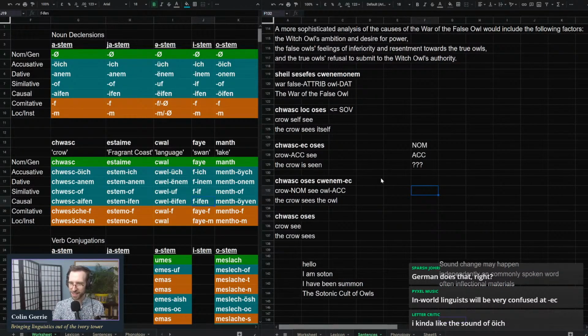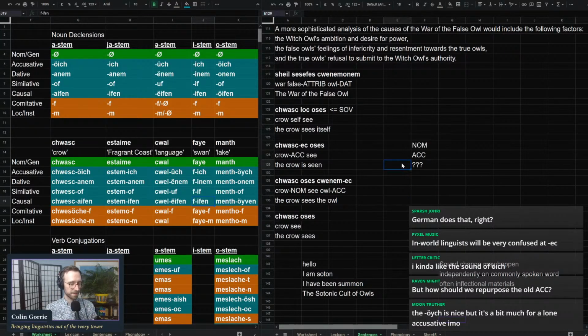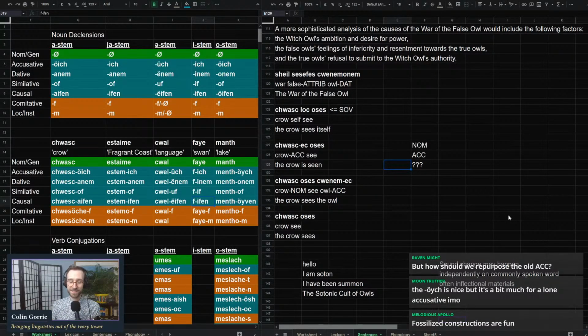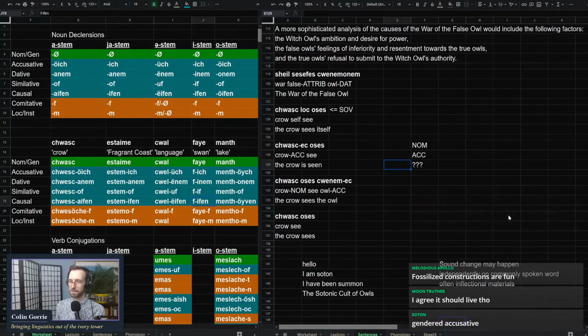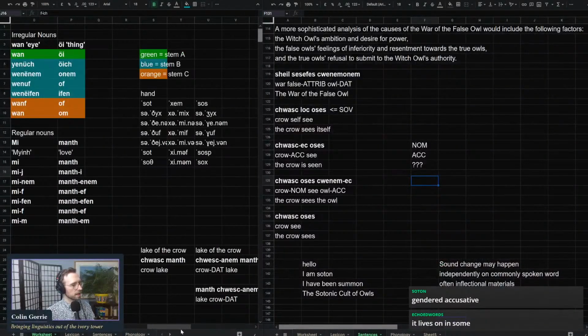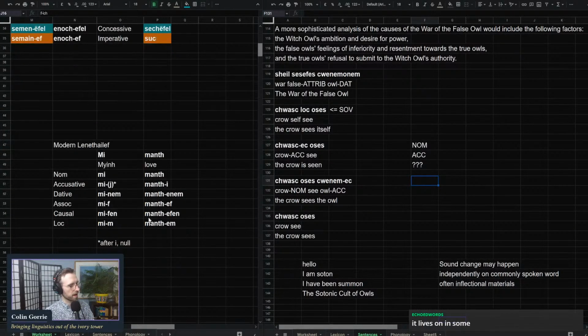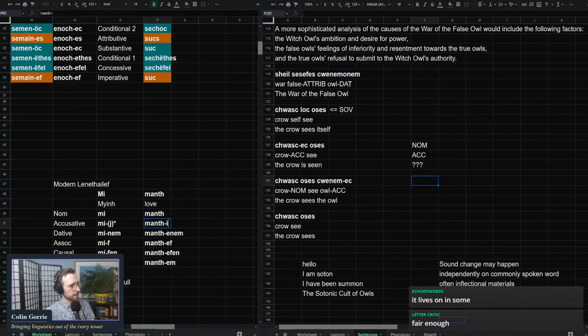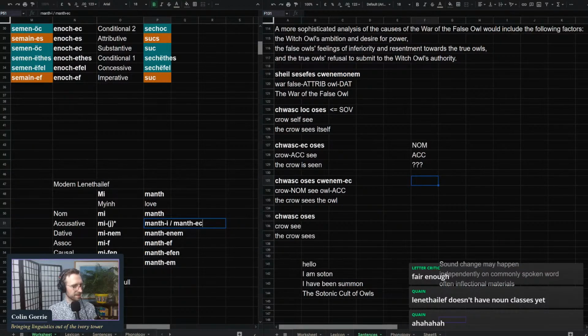All right, we have Team euch here. Okay. The problem is euch, yeah, Moon Truthers said it right. Euch is nice, but does it really need to be at the end of every transitive sentence? It's just a bit much. So maybe what we could do is we could keep it alive in some constructions, especially in older Lenethailef, of course, will have it. But if we go back to our modern Lenethailef, we could say manthi, manthik, details to be determined.